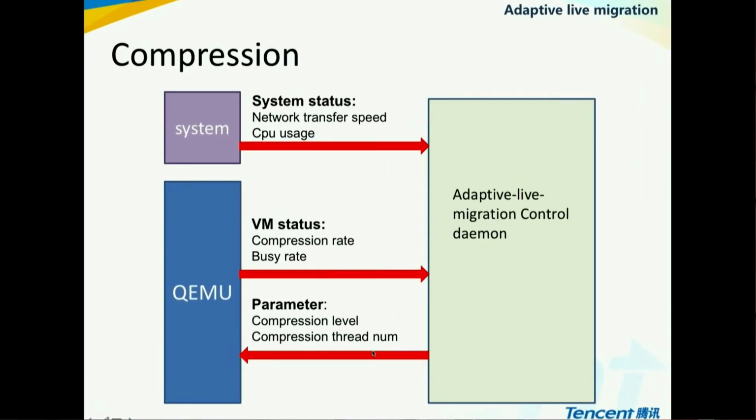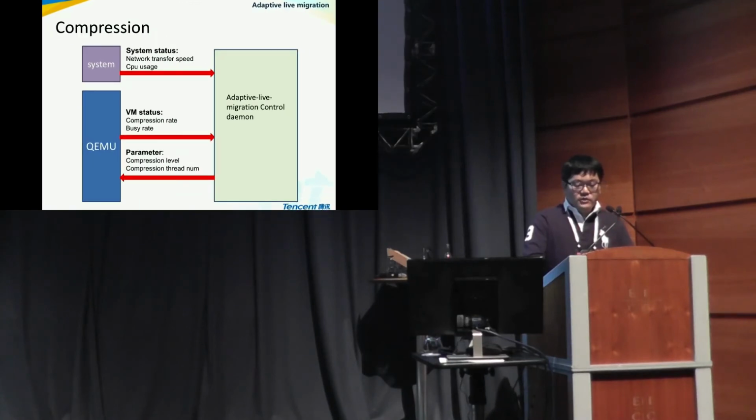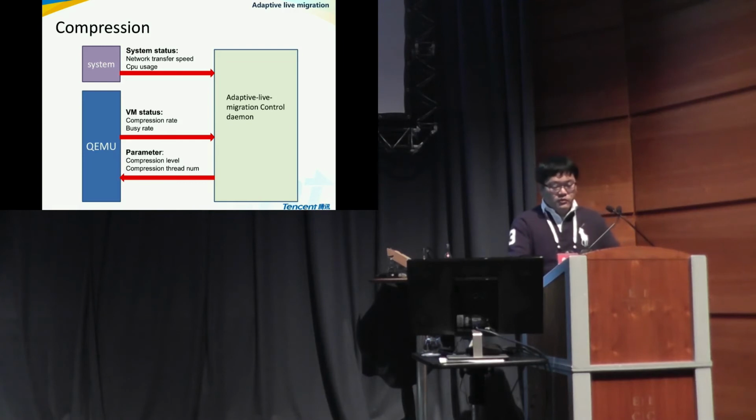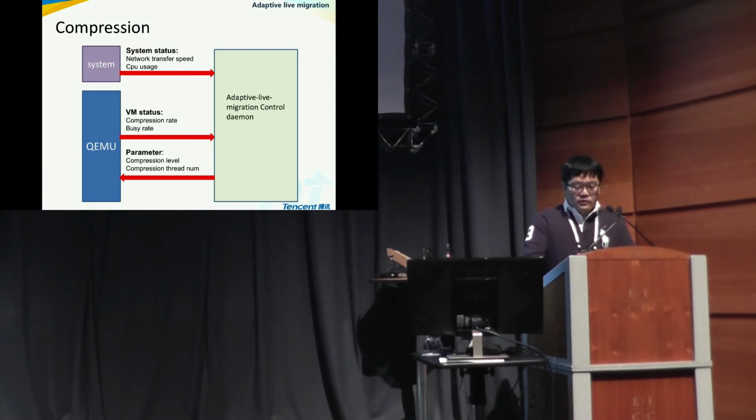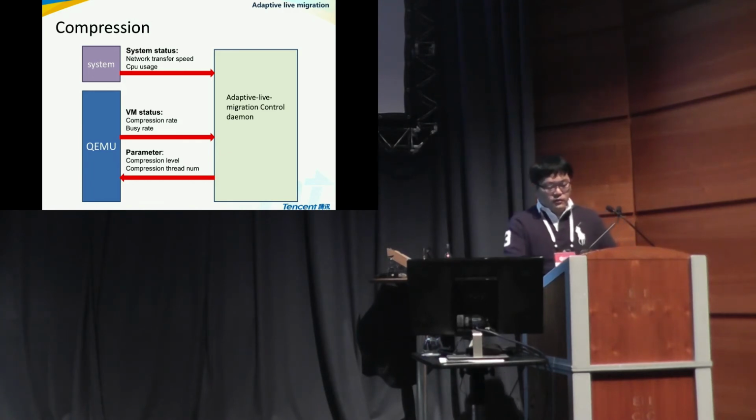This diagram shows how we plan to select the system and VM information to fine-tune the parameters for memory compression. For example, from the system side, if the network speed is fast enough for normal guest page transfer, then we don't need to enable the compression at all. And we also collect the host CPU usage to decide how many compression threads we could create and choose the proper compression level.